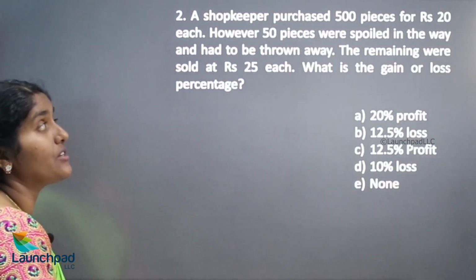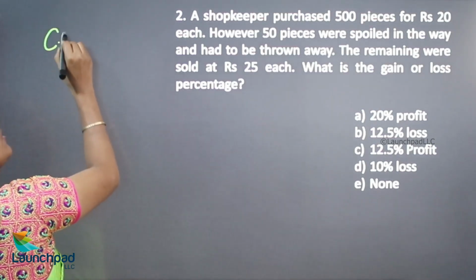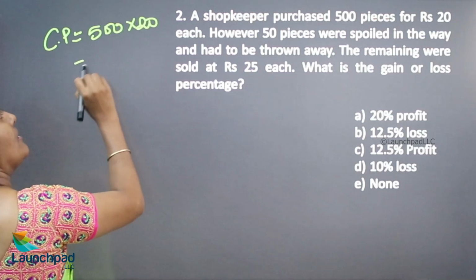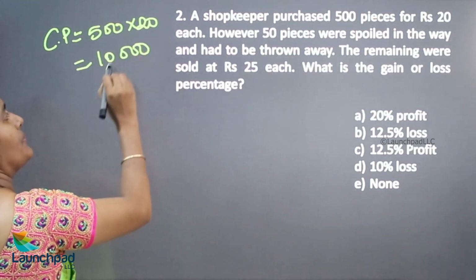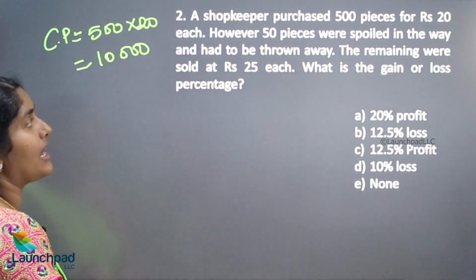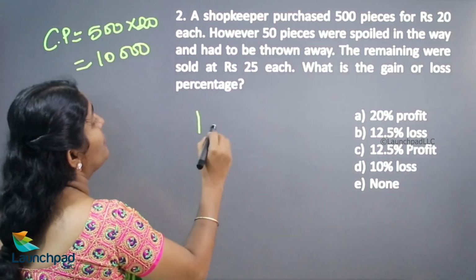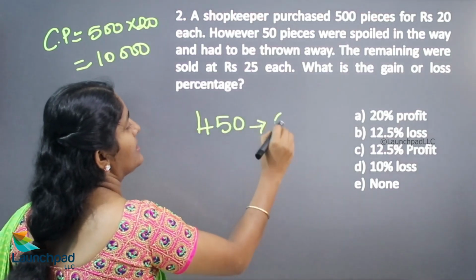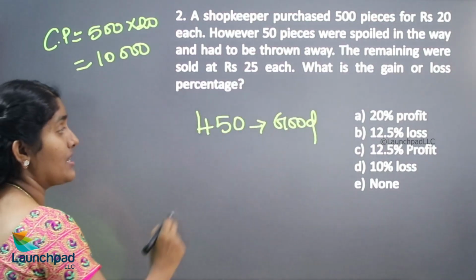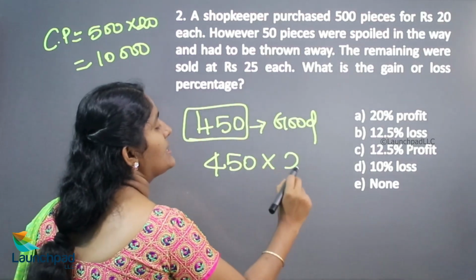A shopkeeper purchased 500 pieces for rupees 20 each. So the total cost price of those 500 pieces is 500 into 20, which is 10,000. However, 50 pieces were spoiled on the way and had to be thrown away. So we have only 450 remaining in our hand. These are the good pieces. The remaining were sold at rupees 25 each. Now, for these 450 pieces, the selling price of each piece is 25.